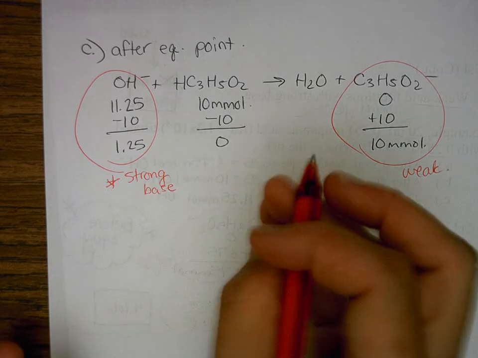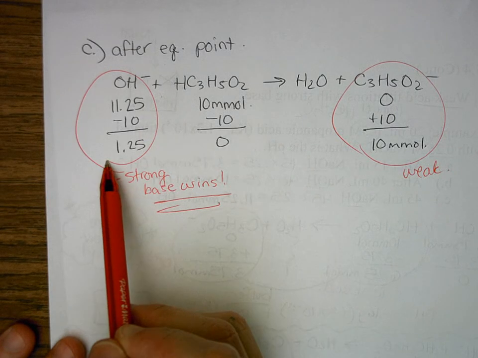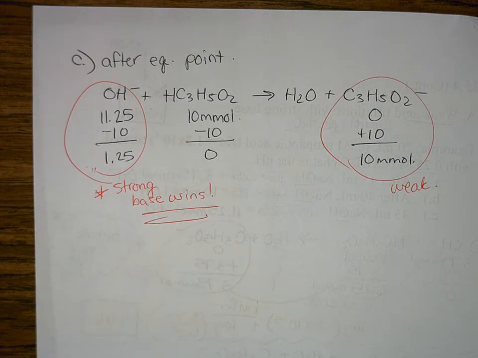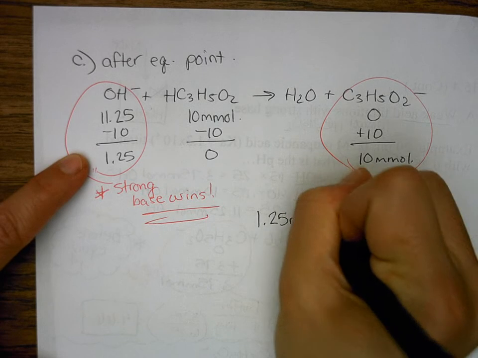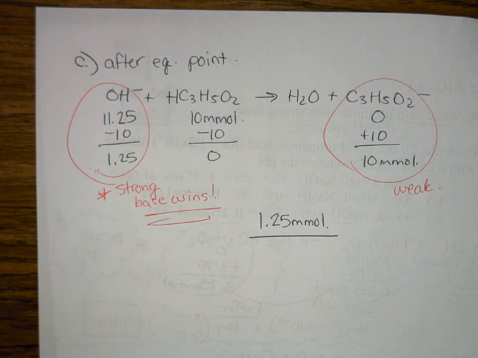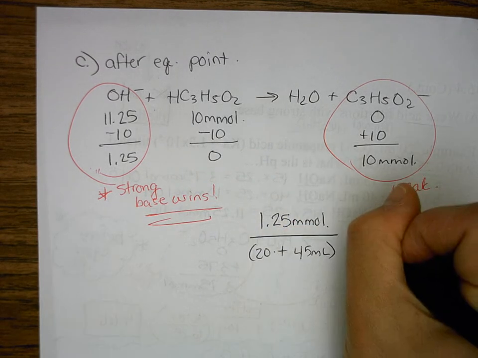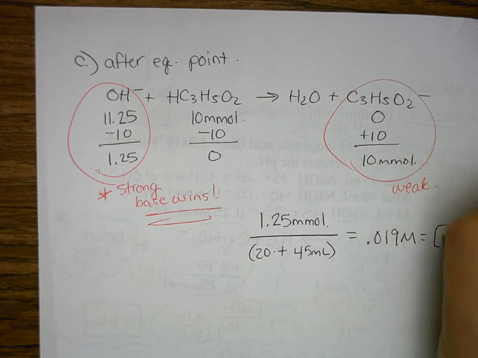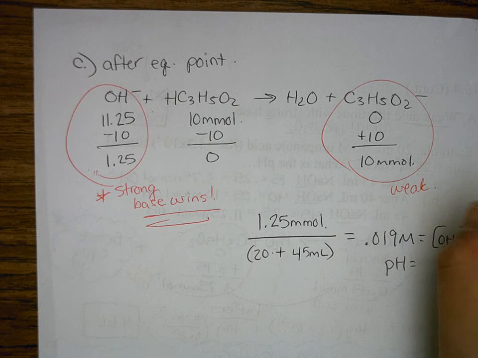So in this particular question, it's however much you have left of hydroxide that matters, and that affects the pH. So the strong base wins. It's one of those types of questions. Then you just take your number of millimoles of base, 1.25 millimoles, and divide that by the total volume of the solution. I started with 20 milliliters and I added 45 milliliters, and you get 0.019 molar. That's the hydroxide ion concentration. You can negative log, get the pOH, subtract from 14, and get the pH. The pH is 12.28.